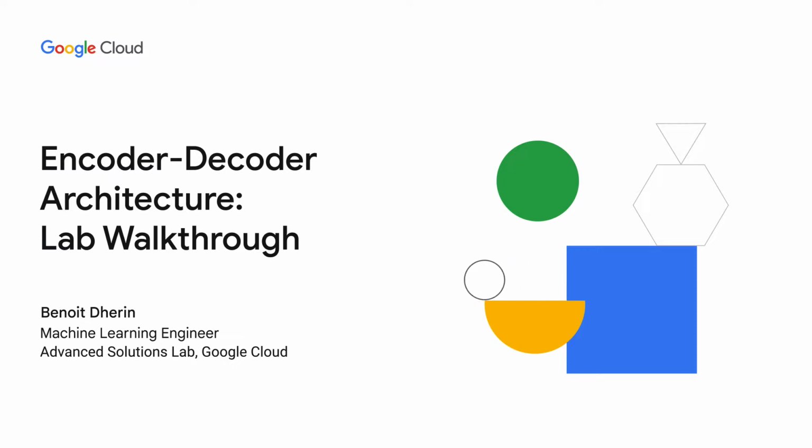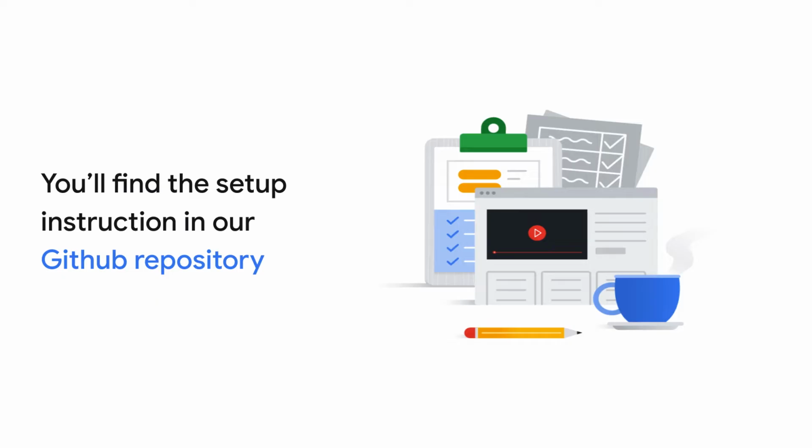Today I'll go over the code that's complementary to the Encoder-Decoder architecture overview course in the same series. We will see together how to build a poetry generator from scratch using the Encoder-Decoder architecture. You'll find the setup instructions in our GitHub repository. Okay, let's now have a look at the code.